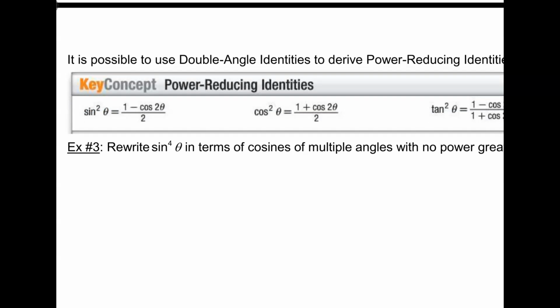All right, I like how there's just a sentence here. It's possible to use double angle identities to derive power-reducing identities. Yes, it's possible, but we're not doing it in this class. I'll just give it to you. There you go. Power-reducing identities.